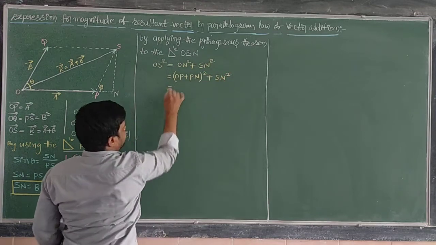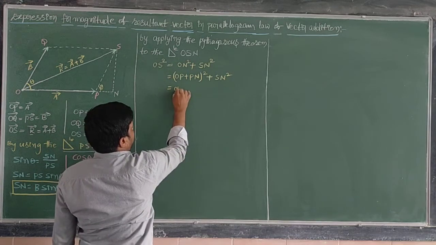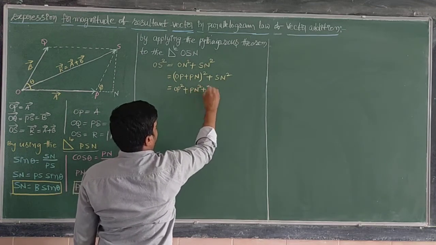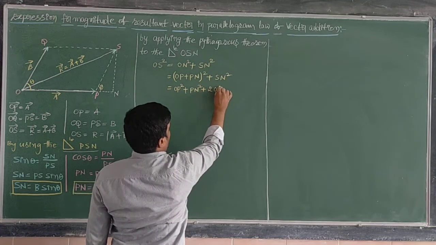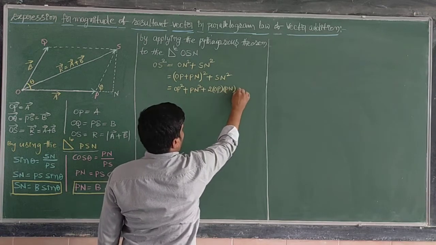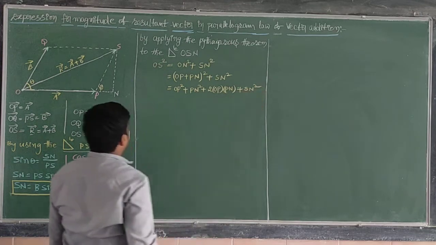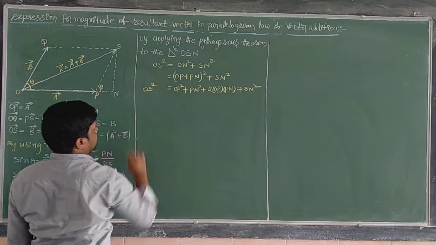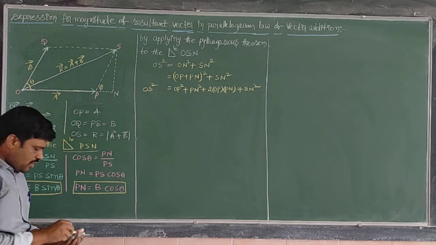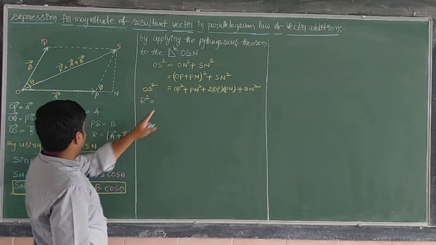Now for this one, let me apply the (a plus b) whole square formula: a square plus b square plus 2ab. Instead of a, OP, instead of b, PN. So OP square plus PN square plus 2 times OP times PN, plus SN square again. Now from this, I got OS square. Let me substitute the values. What is OS? It is R. So here I can write R square is equal to OP square. What is the OP?